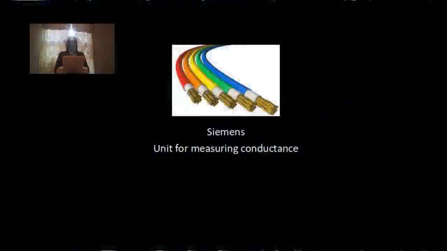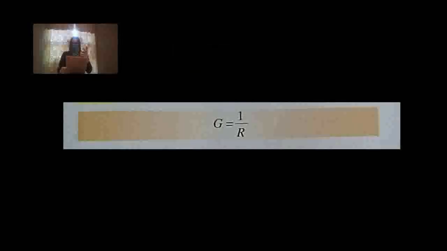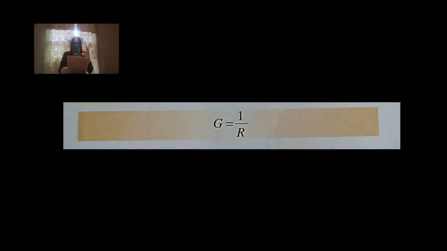The unit for measuring conductance is the Siemens. This unit was named after the German inventor Ernst von Siemens, who did a great deal of work in the development of telegraphy. The abbreviation for the Siemens is the capital S. The formula for computing electrical conductance is as follows: G equals 1 over R, where G is conductance in Siemens, and R is resistance in ohms. The conductance of a material is the reciprocal of the resistance of the material.